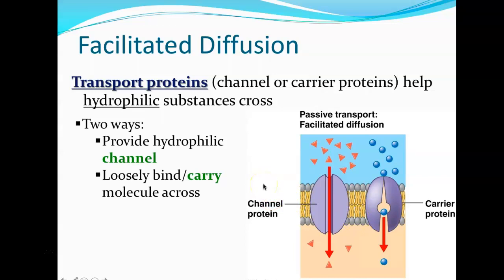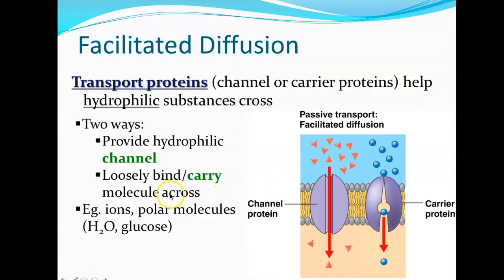So you could have a hydrophilic channel, or you can have what's called a carrier protein. So a hydrophilic channel loosely binds, carries molecules across, and so things that are going to need facilitated diffusion to move across are ions, polar molecules. Water, remember water can freely pass the cell membrane, but it kind of slows down a little bit. So if we want water to move really fast into or out of a cell, like with kidney cells, it's going to need facilitated diffusion. All right, and then glucose is a sugar, which is very polar. It can't freely pass the cell membrane, so it's going to need a protein to help it. So it's going to need to do facilitated diffusion.